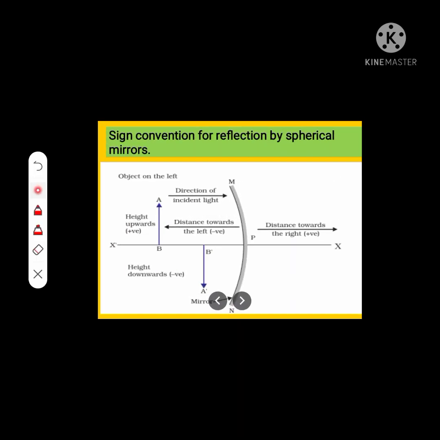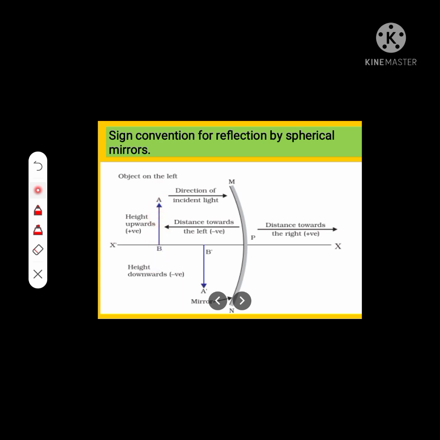The first point is the object is always placed to the left of the mirror. This is the mirror. Is it a convex or concave mirror? That is not a matter. The object is always placed to the left of the mirror. That means in front of the mirror.